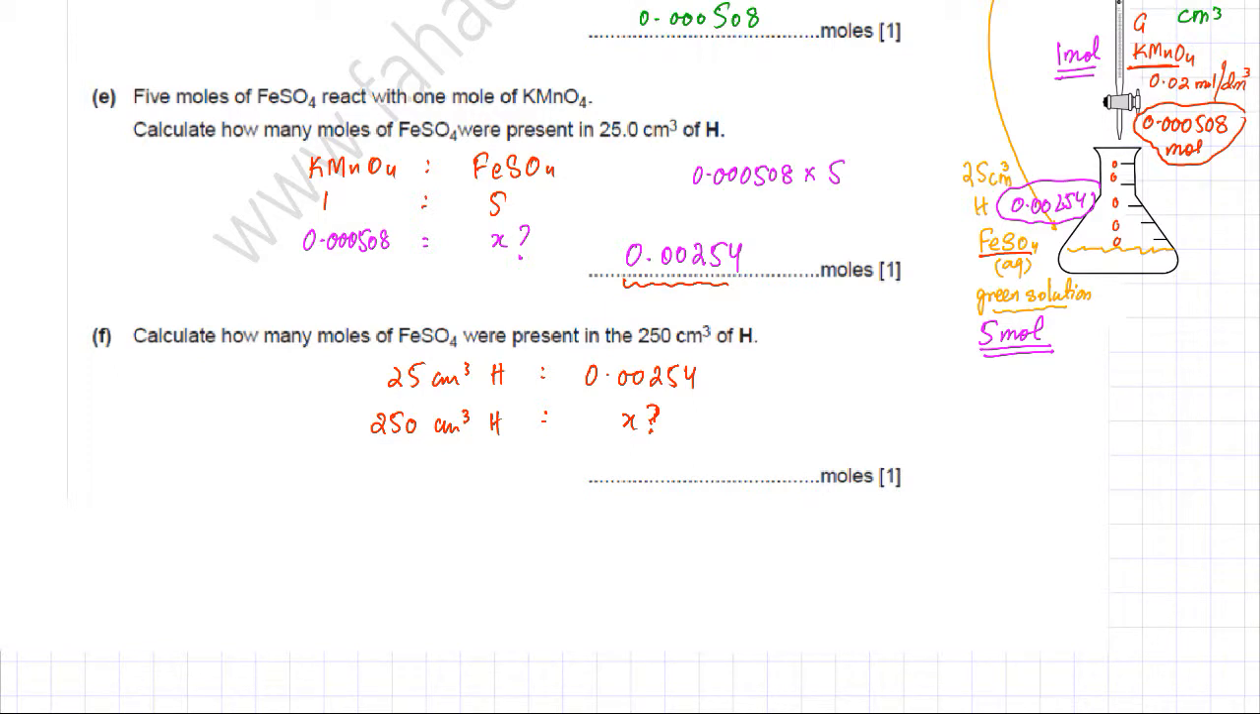So using ratios, if you crisscross and cross multiply, the moles of FeSO4 would come out to be equal to 0.00254 into 250 divided by 25, which is basically equal to 10. So the amount of moles is going to be 0.0254 moles of FeSO4.